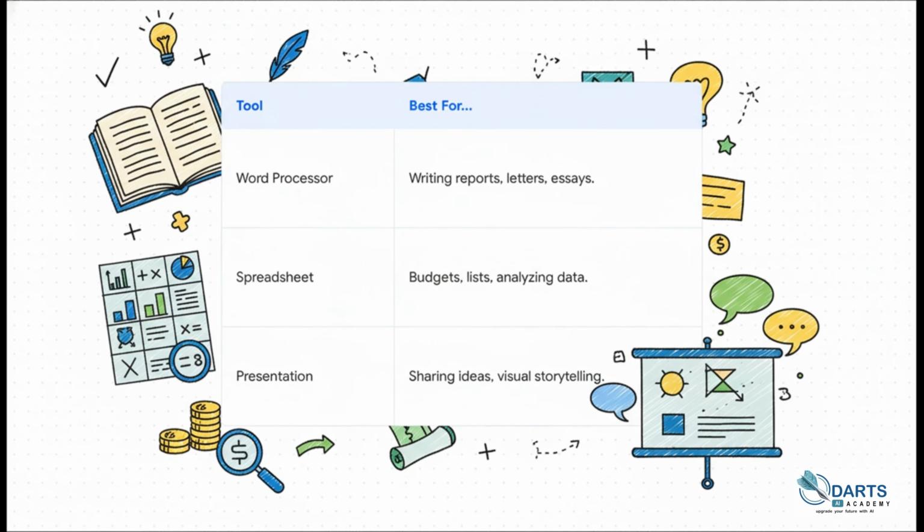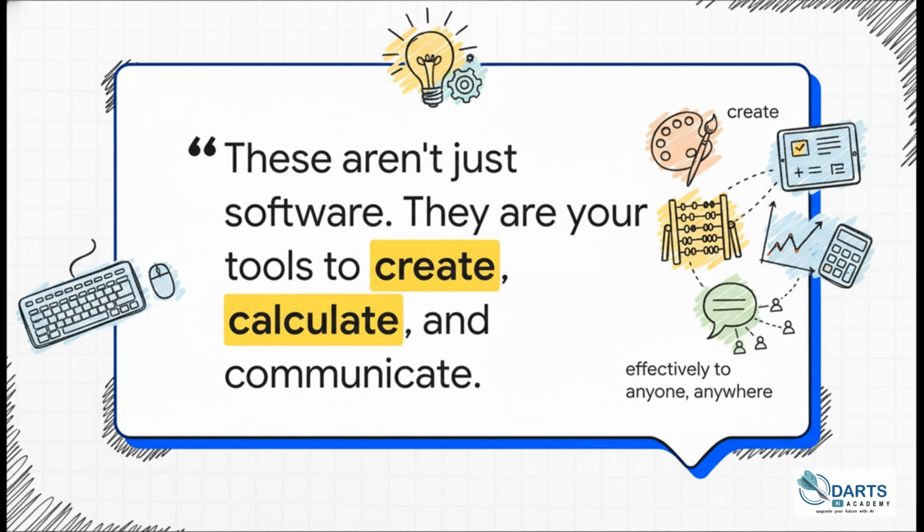So let's just put it all together in a nice little summary. Here's your cheat sheet. If you need to write something, use a word processor. If you need to organize and calculate stuff, open a spreadsheet. And if you need to share an idea with the group, presentation software is what you want. Simple as that. And that's really the bottom line, isn't it?